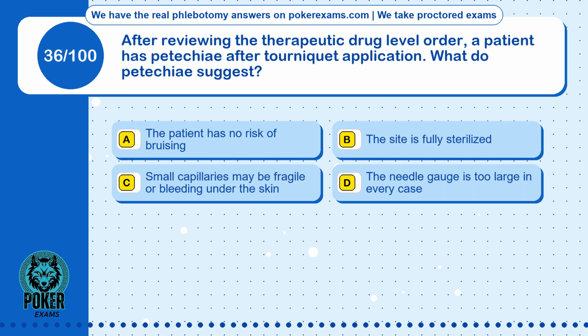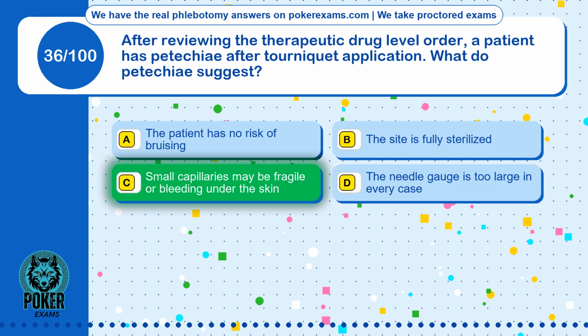Question 36. After reviewing the therapeutic drug level order, a patient has petechiae after tourniquet application. What do petechiae suggest? Option A. The patient has no risk of bruising. Option B. The site is fully sterilized. Option C. Small capillaries may be fragile or bleeding under the skin. Option D. The needle gauge is too large in every case.